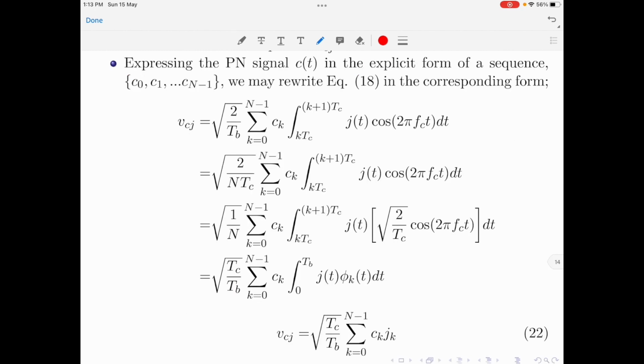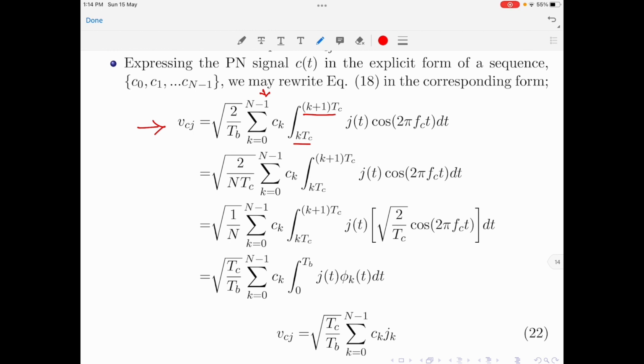So Vcj now becomes square root of 2 by Tb. Then we have C of t replaced by summation k varying from 0 to n minus 1 Ck. And now since we have written everything in terms of the chips, the integral limits also change for one chip duration, that is from ktc to (k plus 1)tc. Then we have the rest of the equation as it is, that is j of t multiplied by cos 2 pi fct dt.